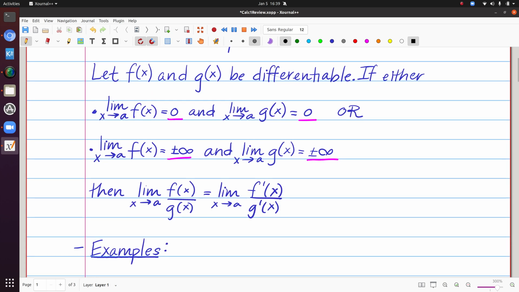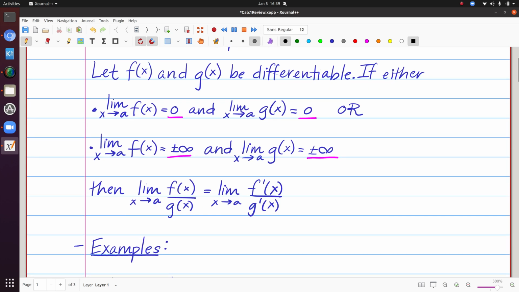With this in mind, we talk about 0 over 0 or infinity over infinity. We call these indeterminate forms. So when we think about an indeterminate form, that's when we then want to move on to using L'Hopital's rule.